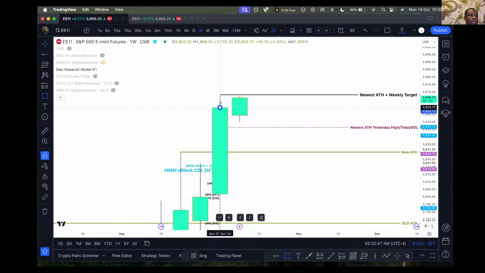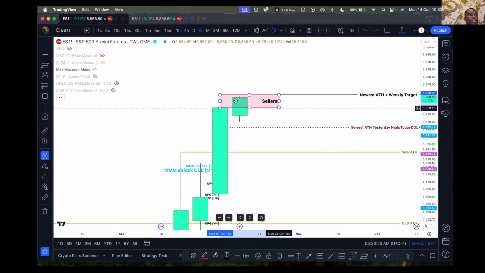If you're familiar with my system, you know that in between the high and the close of every single candle, you will find the sellers. The sellers will be here to defend the position, trying to push this price down. And the buyers will attack to fill the objective: since we have a bullish body close, we're expecting price to take the high of the newest ATH, which is our weekly target as well.